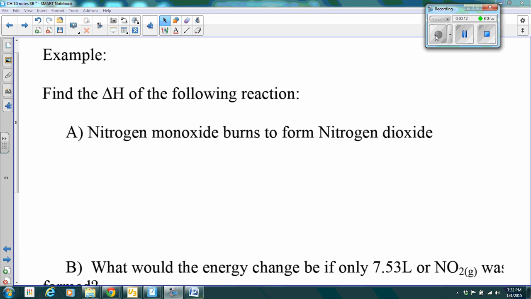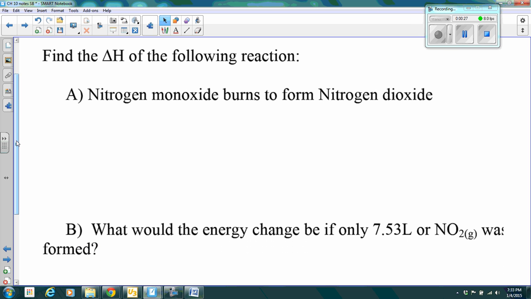So this is just a really quick little example on homework 3. It's just an extension of combining the grams and the moles to figure out how much heat is given off. So the first thing that you need to do is, again, we just have to write and balance an equation and make sure that it's done correctly.